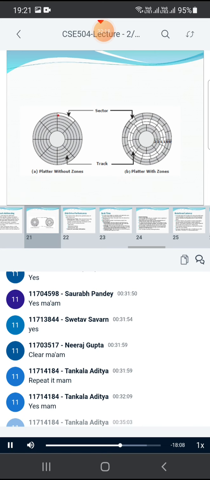Your data is located over here. You want to read some data, it is located in this particular sector and this particular track. It means it is in the outermost track and this particular sector. And suppose your head is over here.